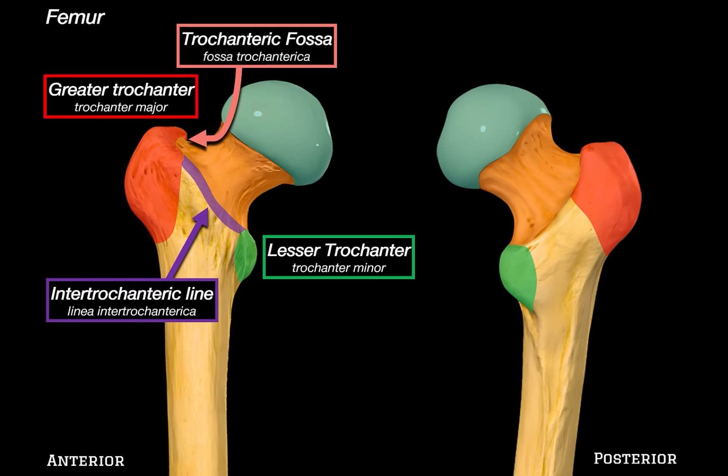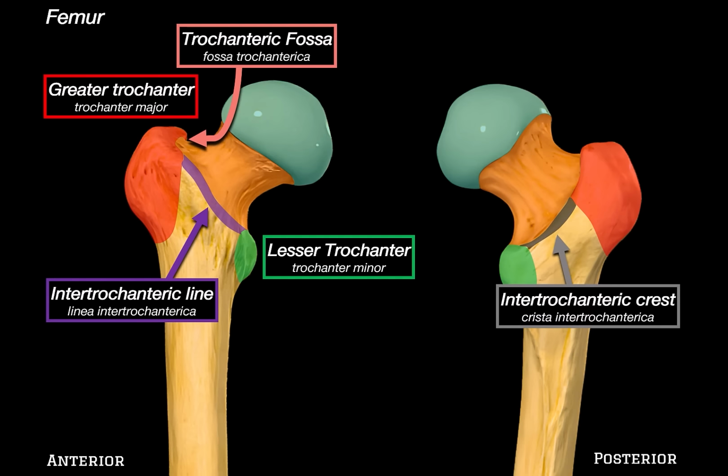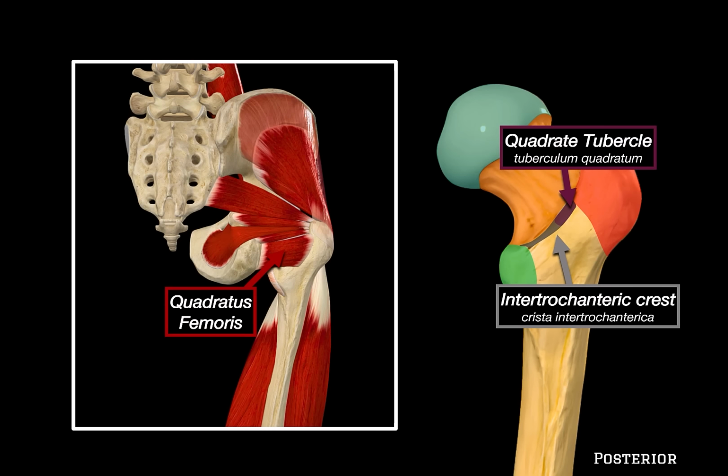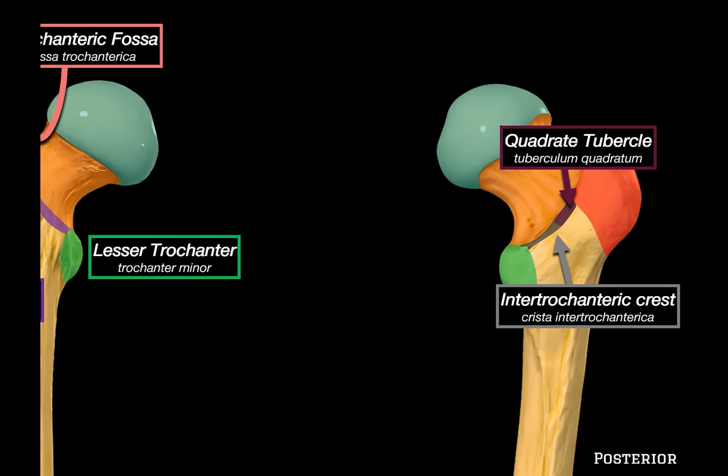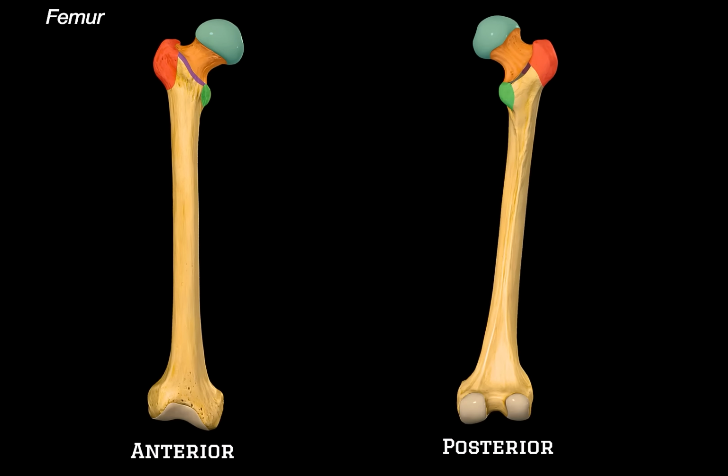On the other side, the posterior view, we can see the intertrochanteric crest. This is a more prominent ridge that also links the greater and the lesser trochanters, but on the backside. And there's a small bump along this crest called the quadrate tubercle, and that is where the quadratus femoris muscle inserts. So those are the main features of the proximal part of the femur.